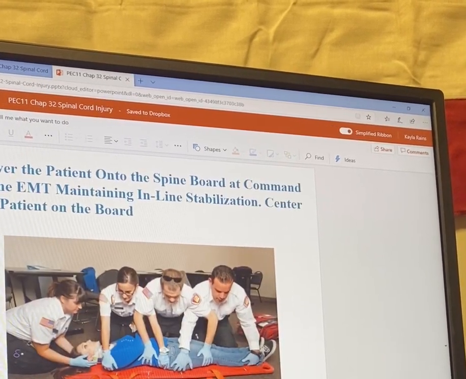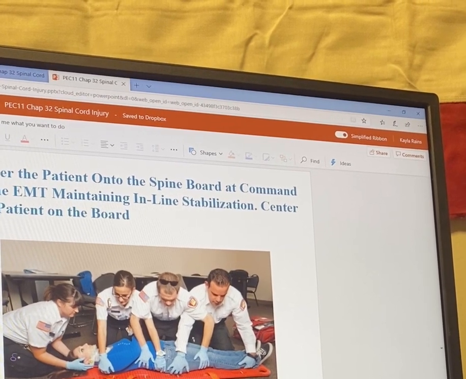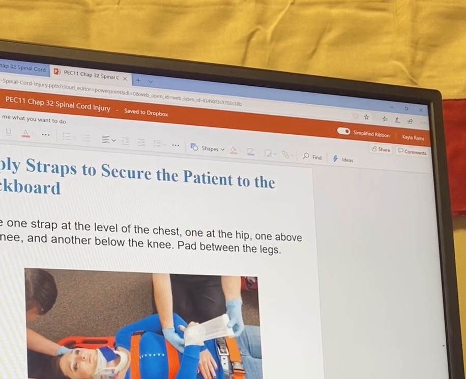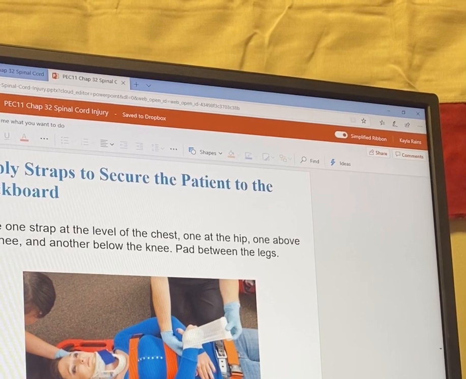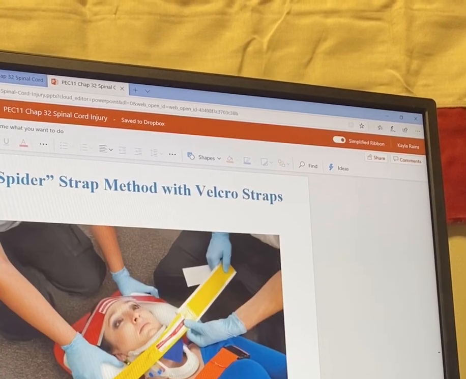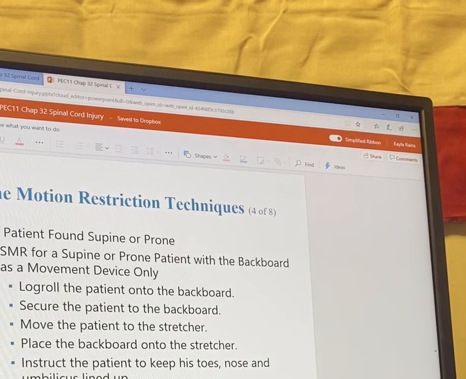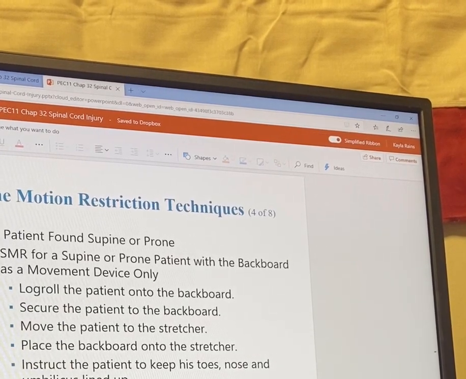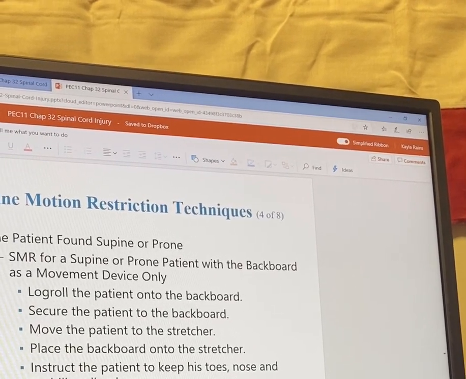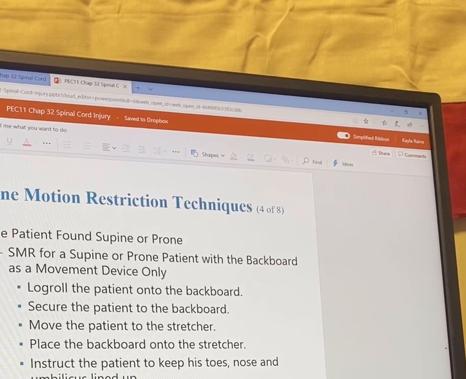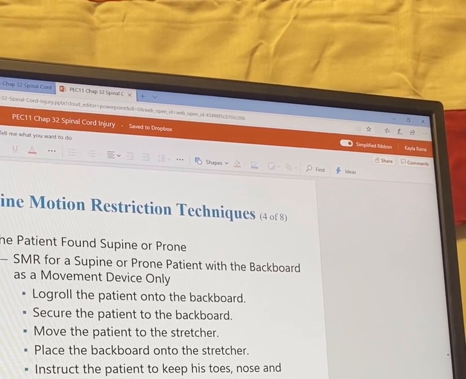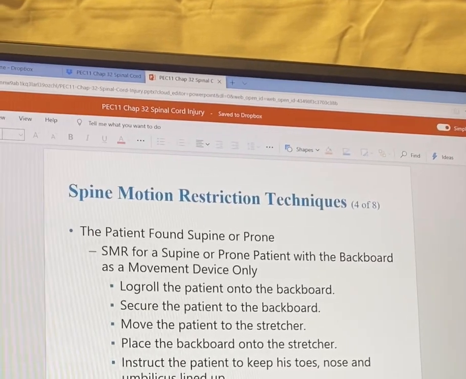We want to make sure that we don't move one side of their body and not the other. We want to make it a swift, quick, all-in-one move, and we always go on the headman's count. The patient might be able to self-restrict if they are alert and can obey commands.